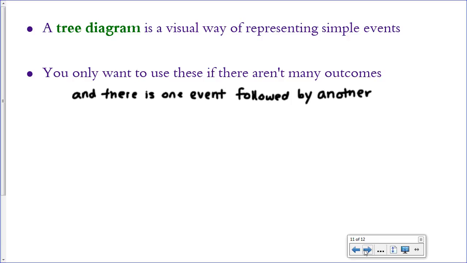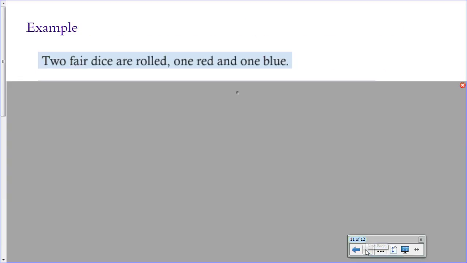And you definitely want to use a tree diagram if there's not a lot of outcomes and there's one event followed by another, like flipping a coin and then flipping a coin again. Because you can follow along the branches of the tree in order to figure out the probabilities of all these certain outcomes. So we'll look at an example here, one tree diagram, and then we'll do these throughout the rest of the unit as well.